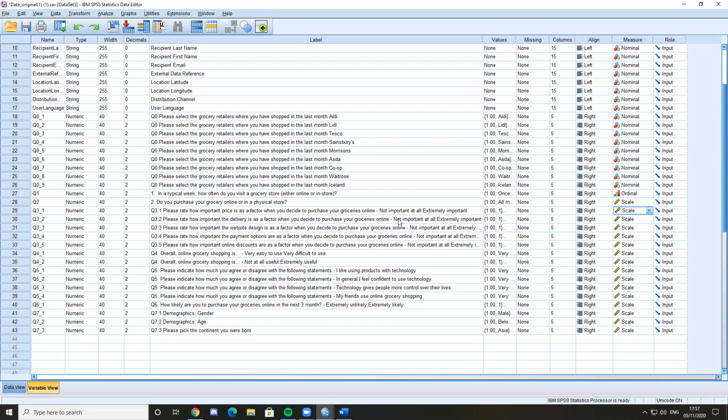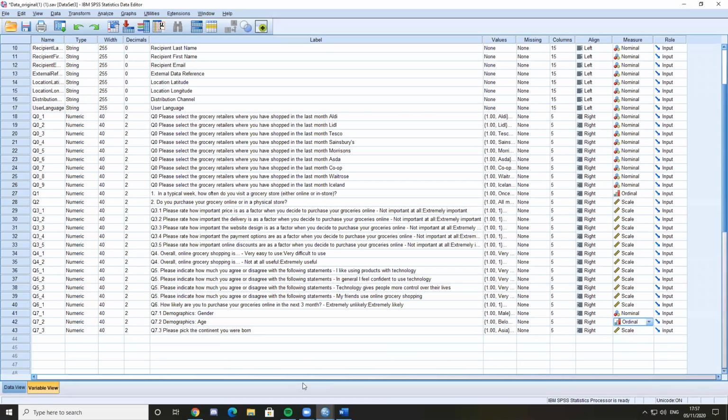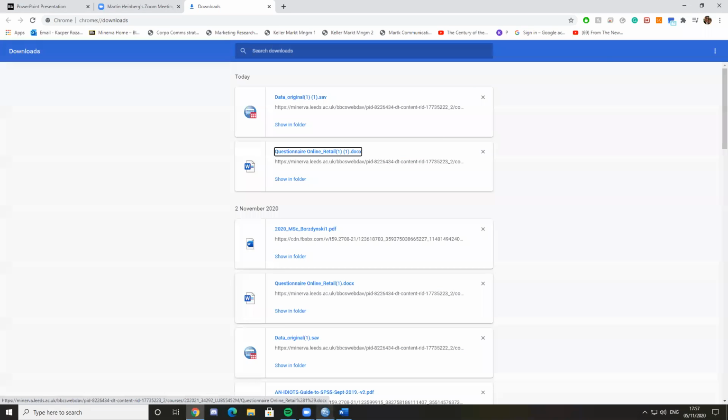So normally you just change it into being a scale. Okay, this one, this one, this one, this one. I think these ones as well are scales. This is nominal because that's gender, so you go with nominal. Age, I don't know what answers he put there, but I'm going to assume that's ordinal because that's probably like 18 to 20-something and something. What is it again?